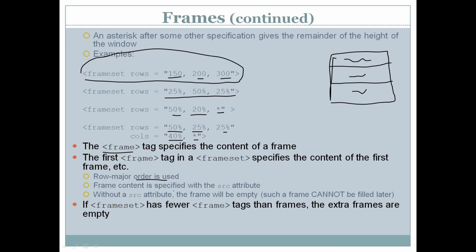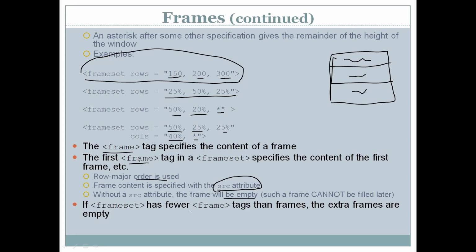Frame content is specified with the SRC attribute. Now this is an important attribute of a frame tag. SRC stands for source, and the source specifies the location of the document which you want to display inside the frame or inside the section. Without the SRC attribute, the frame will be empty. If you do not include a SRC attribute, that particular frame is empty, which cannot be filled later. You cannot add a document later on into that.